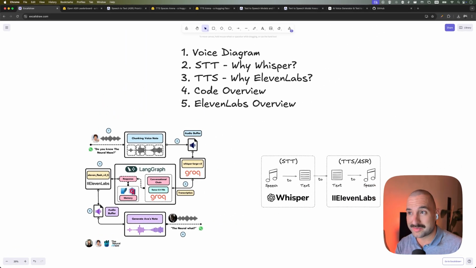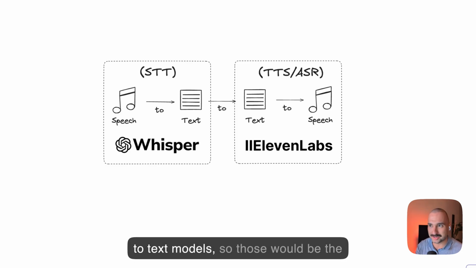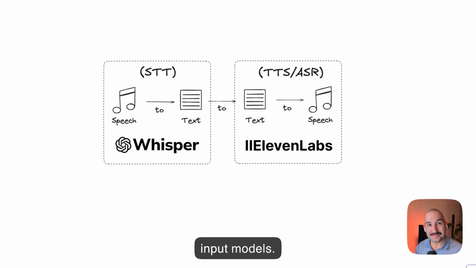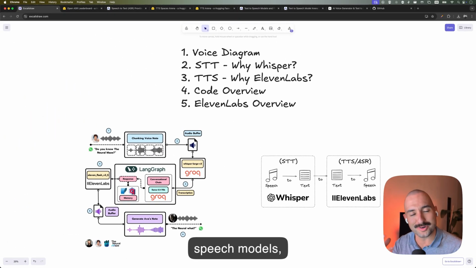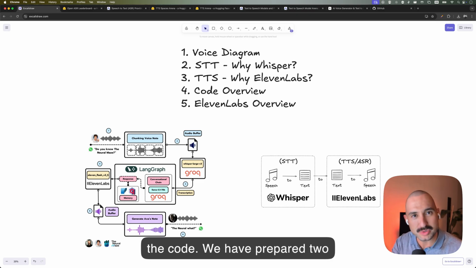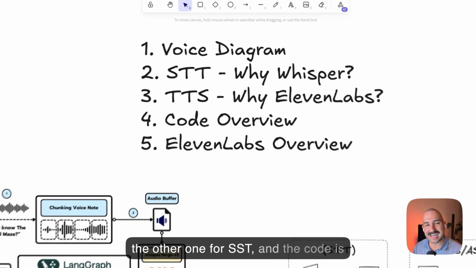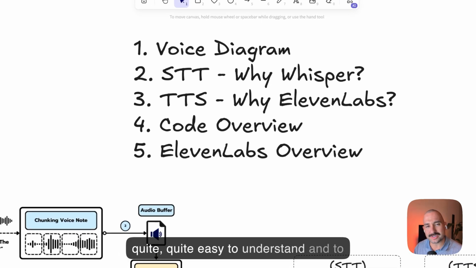Then I'm going to tell you briefly about both STT models, which are speech-to-text models, so those would be the input models, and TTS models, or text-to-speech models, which would take care of the output audio. After that, we're going to review the code. We have prepared two different modules, one for TTS and the other one for STT, and the code is quite easy to understand and to follow, so we'll have a look into that.